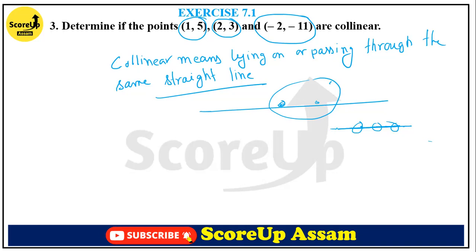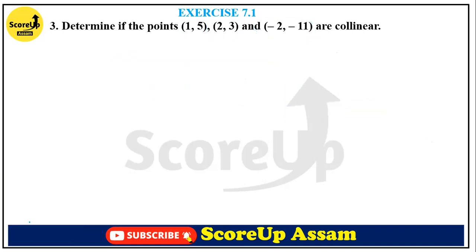Now let's try to solve it. Let me erase this. So you have understood what is the meaning of collinear. Now, how shall we check that these 3 points lie on the same line? See, to check the collinearity.